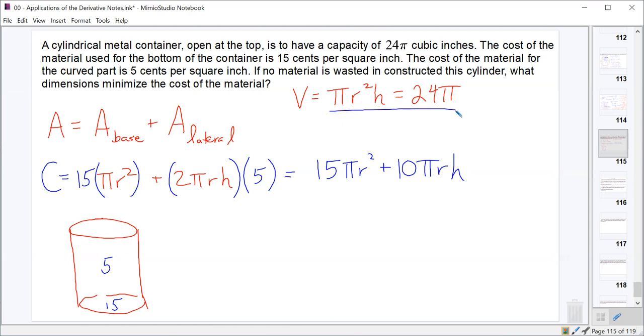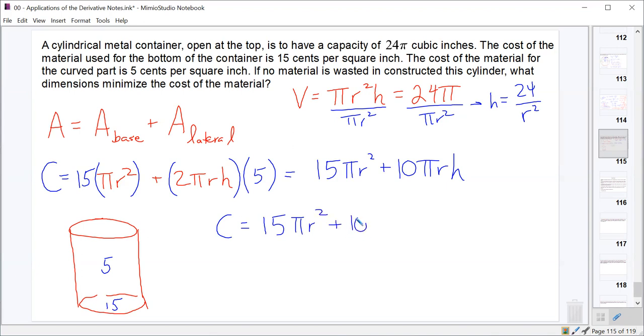Since we already started with this, if we just divide both sides of that by pi r squared, we should solve for h. Divided by pi r squared here and here tells us that h is equal to 24 over r squared. So we can now go in and say that our cost is actually 15 pi r squared plus 10 pi r times 24 over r squared. And it looks like we're going to need a new page to finish this up.